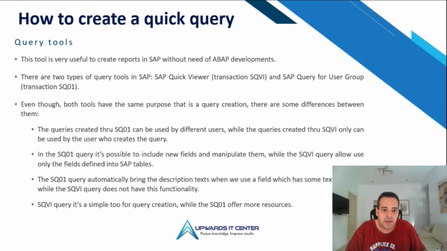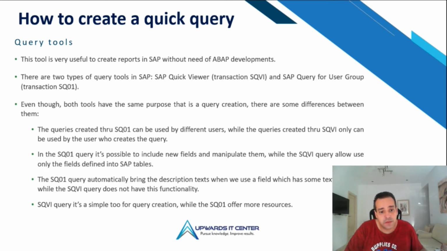There are some differences between them. The queries created through SAP Query for User Group can be used by different users, while a query created through SAP Quick Viewer can only be used by the user who creates the query. So if you want to make this available, you need to choose the second option, the SAP Query for User Group. Otherwise, you use the SAP Quick Viewer.